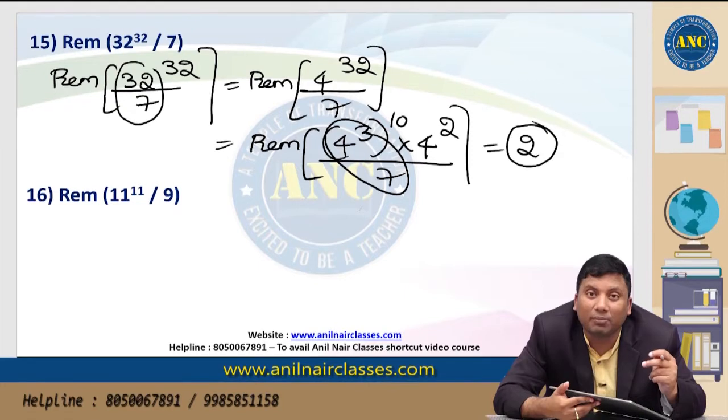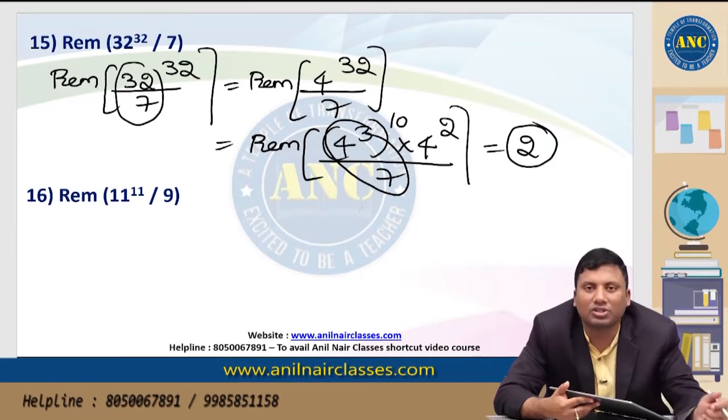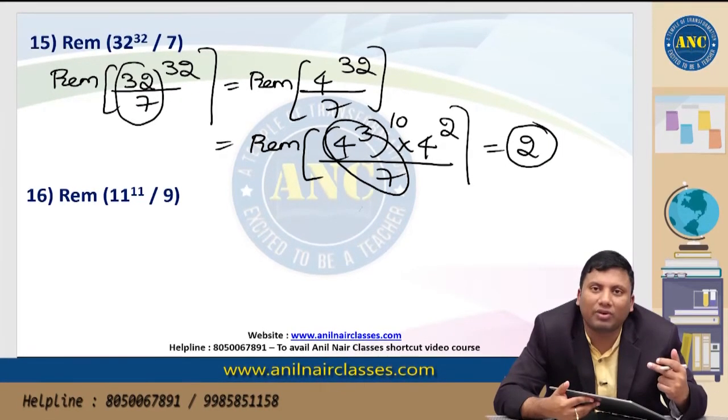Again I am explaining. If the numerator base is greater than the denominator, first make the numerator base smaller than the denominator. 7 4s are 28. Remainder is 4. 4 power 32 divided by 7. Which power of 4 when divided by 7 will give me plus 1 or minus 1?